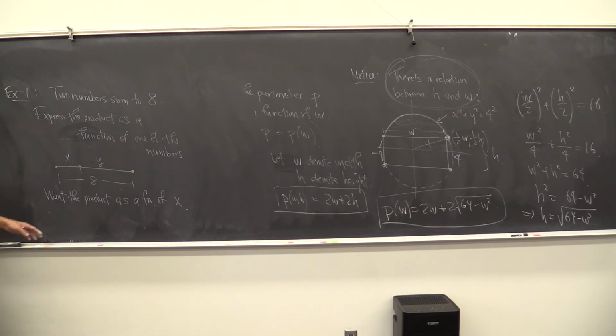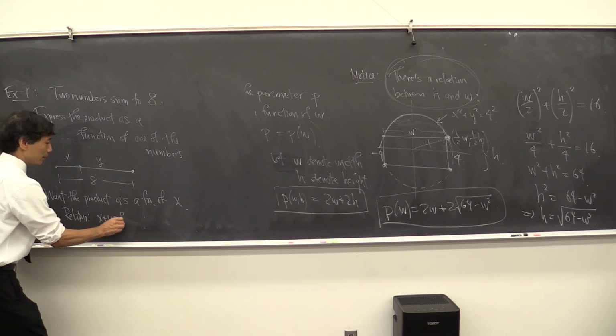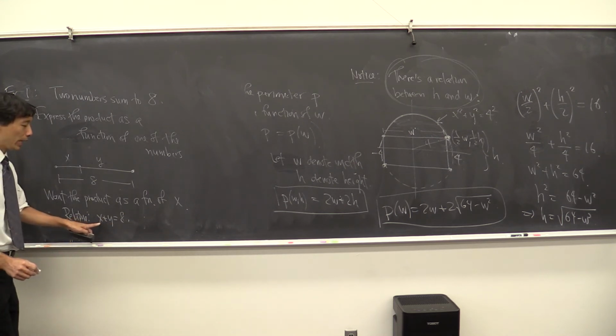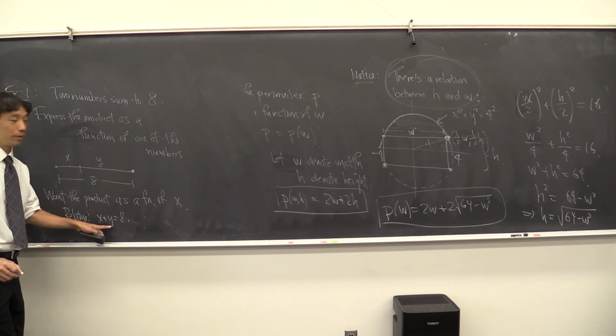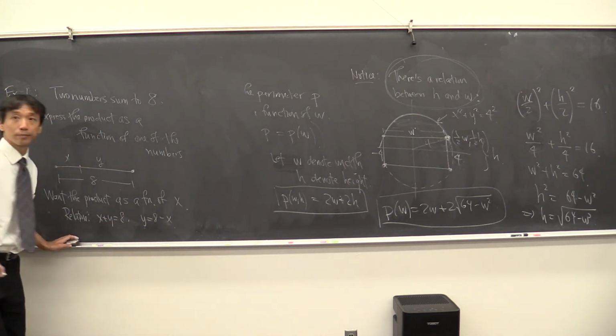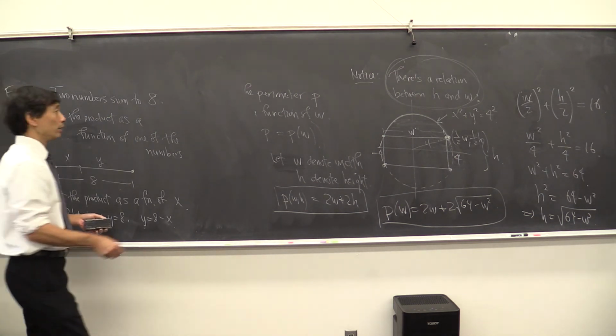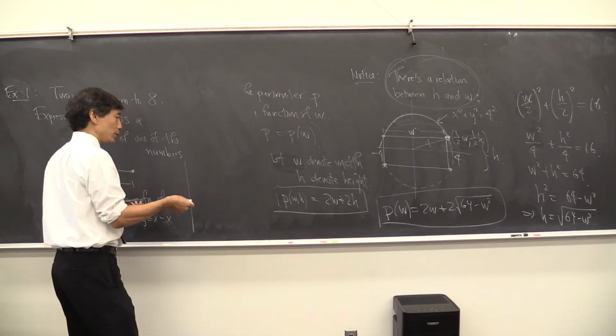Okay. Well, what's the relationship between X and Y? Vivi? X plus Y equals 8. So you notice that there's this relation, X plus Y equals 8. So if you know X, you know Y. Y is just going to be 8 minus X.